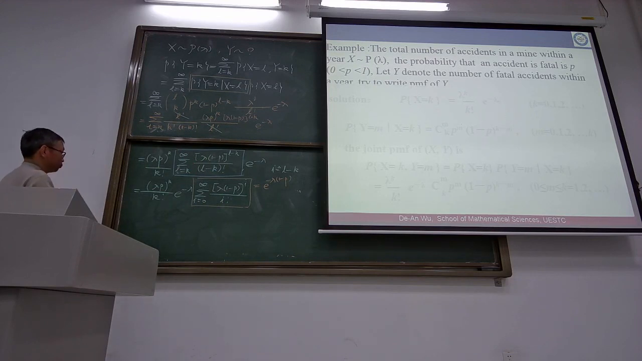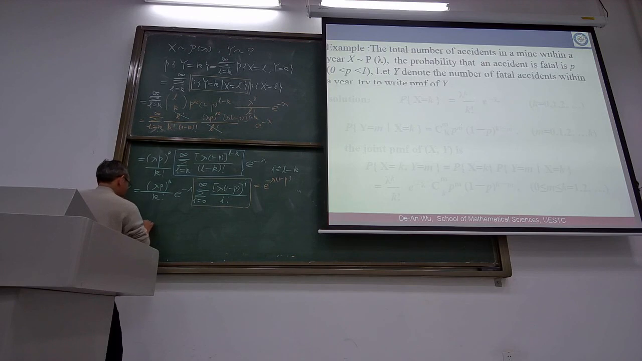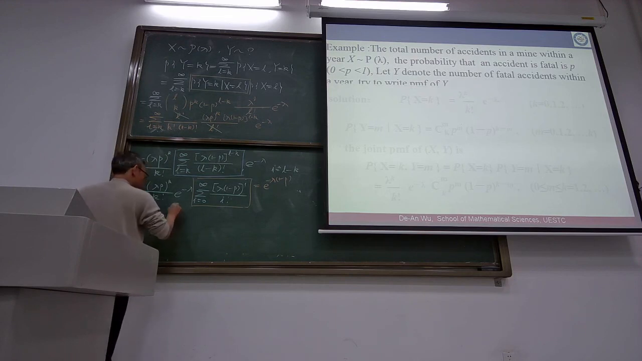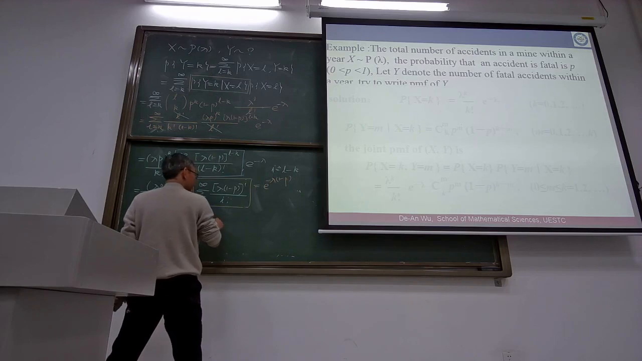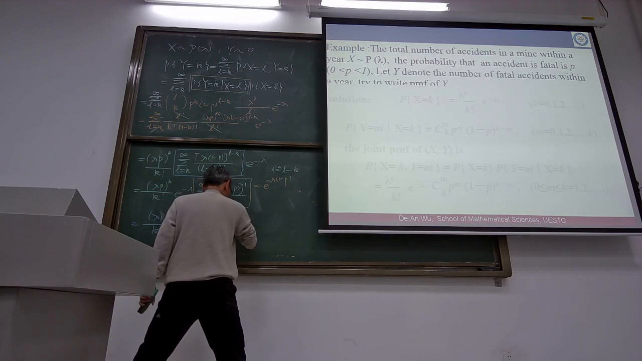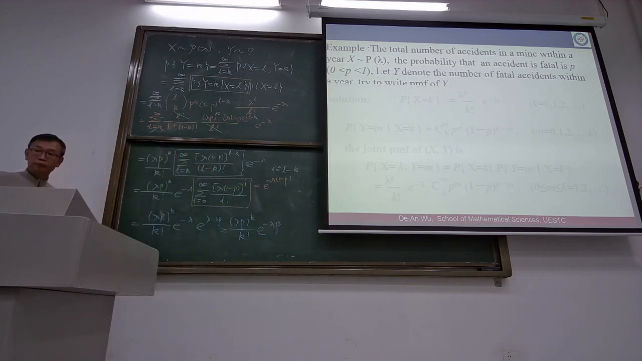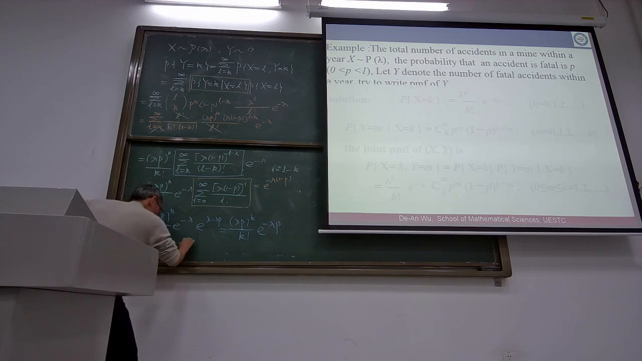So finally, this gives lambda p to the k over k factorial, times e to the minus lambda, times e to the lambda minus lambda p, which equals lambda p to the k, e to the minus lambda p, over k factorial. Y is also Poisson, with the new parameter lambda p.